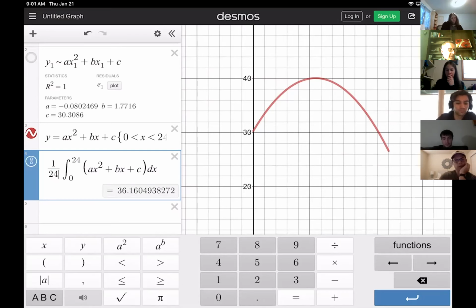So average value is kind of cool. It's crazy that you don't even have to put it in integral form, because I did it without the integral signs. I wonder if the dx would have changed it for me.